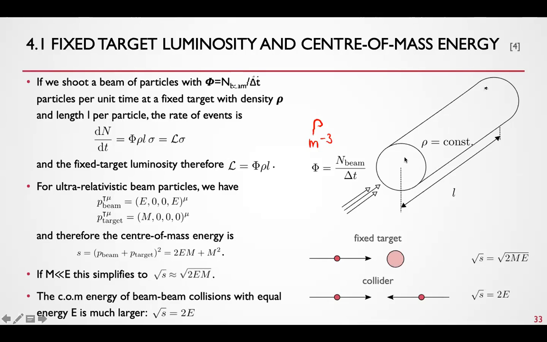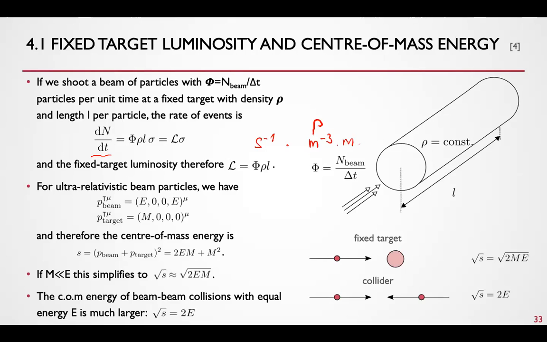So this means the rate of the interaction. What's the rate of the interaction? The rate of the interaction is the rate of incident particles per unit time. So we have per second times the density times the length of the detector. That's in units of meters.